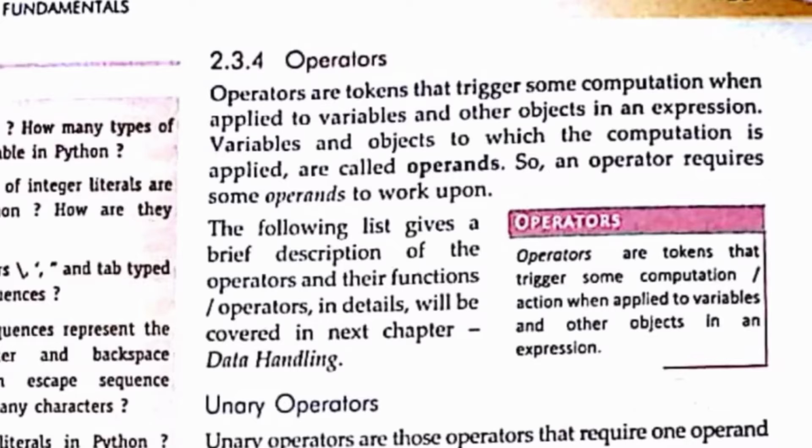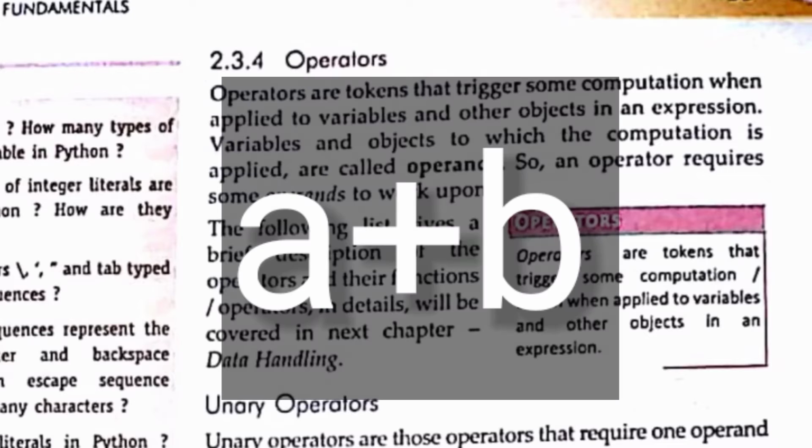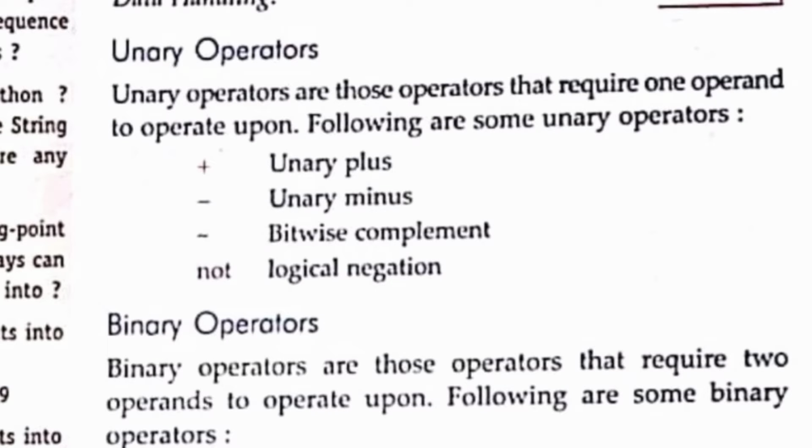And remember one more thing, the objects on which the operators are applied are called operands. Now you can see on the screen there is a plus b, so the plus sign is an operator and a and b are operands on which the operator, that is the plus sign, is applied. Now there are two types of operators. One is unary operator, second one is binary operator.